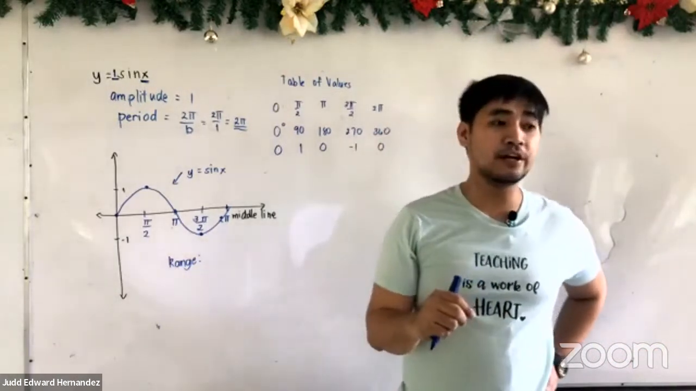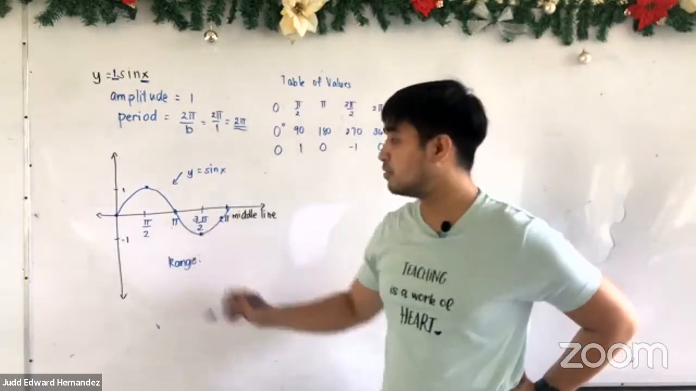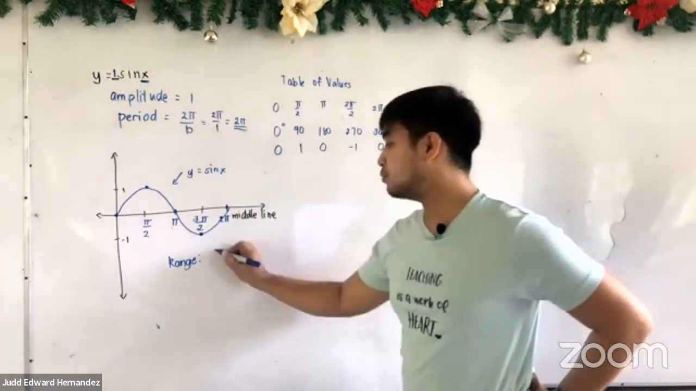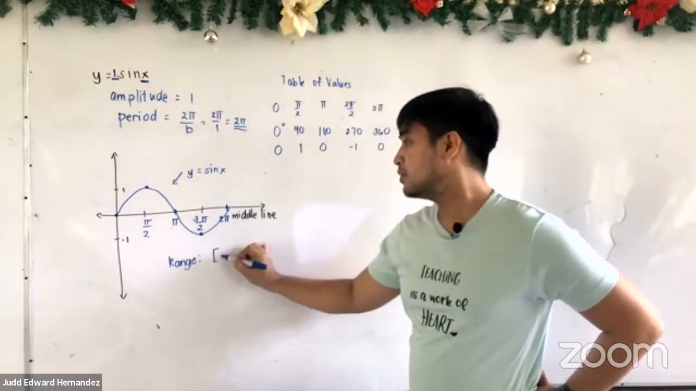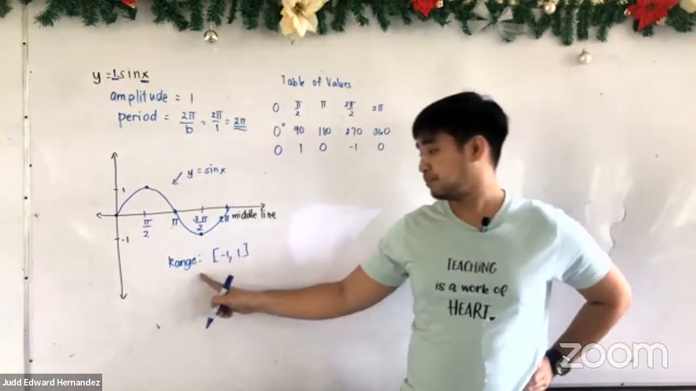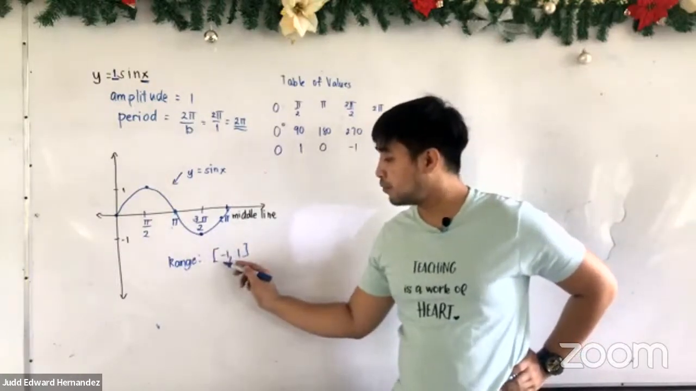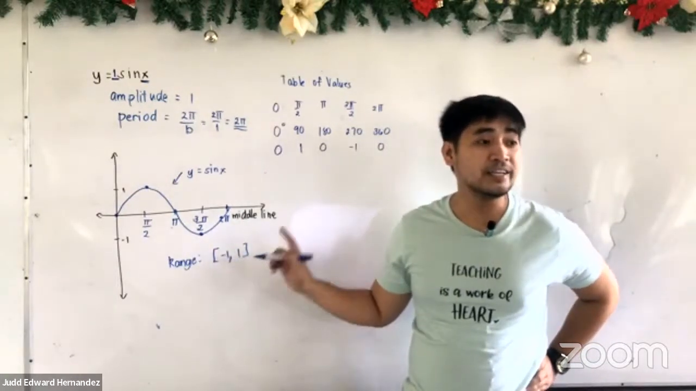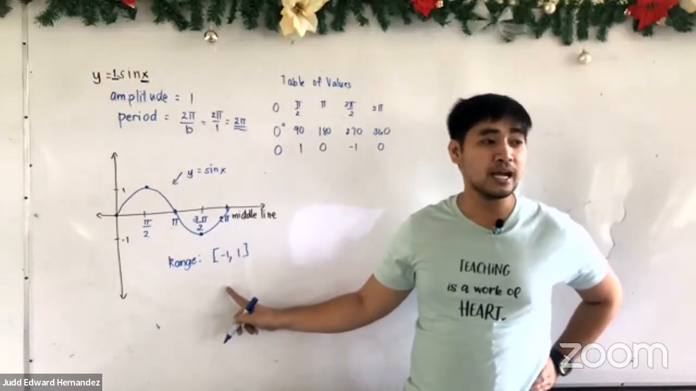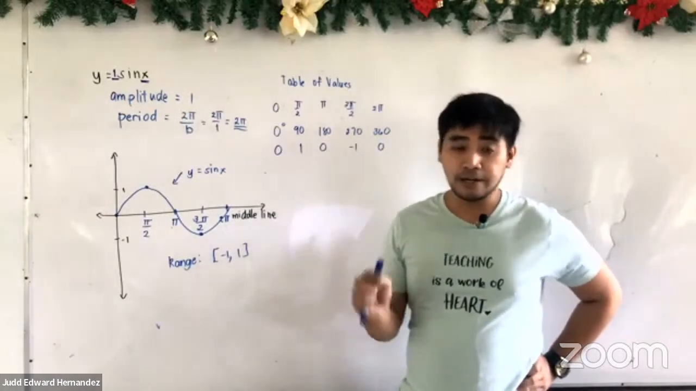Okay. Therefore, our range is... saan daw po yung range natin? Ano ang naging value ng y na hindi pwedeng umangat doon? Hanggang doon lang siya dapat. Our range would be from negative 1 to 1. Okay, and that would be a closed interval. Why? Because negative 1 and positive 1 are included. Are we clear? Hindi parenthesis, bracket po yung ginagamit natin because the values inside the bracket are included.